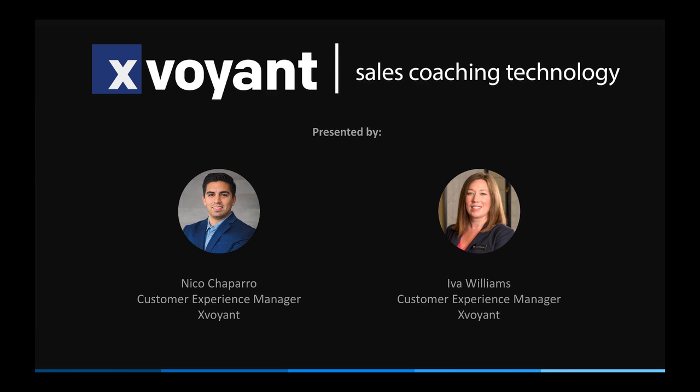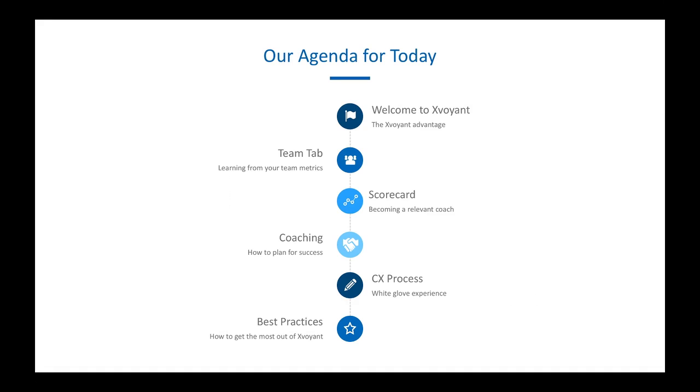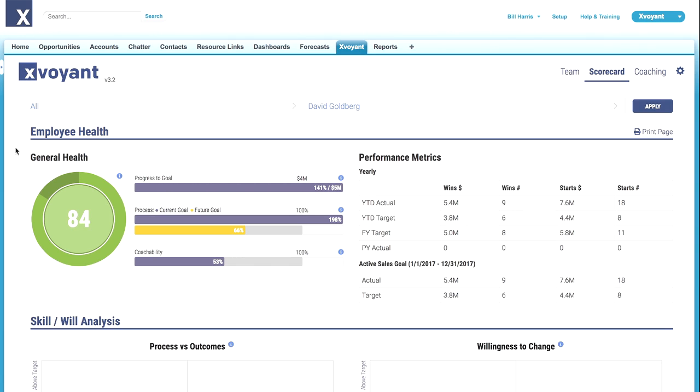So let's get started. Today, we're going to be covering the Team tab, the Scorecard, and the Coaching tab. Towards the end of this training, you'll hear a little bit more about our CX process, and we'll also share some best practices. In the Scorecard, you'll find sales information about each of your sales representatives.